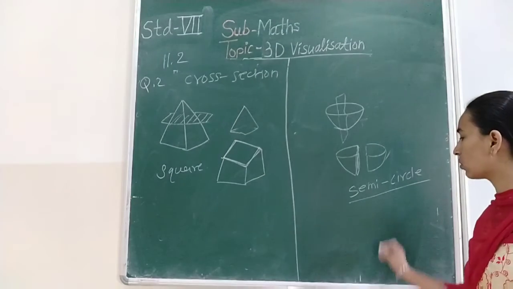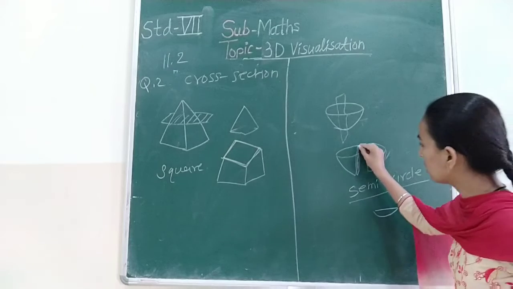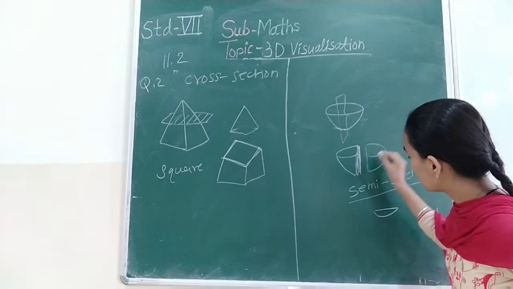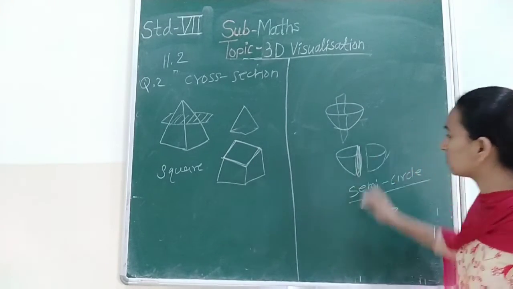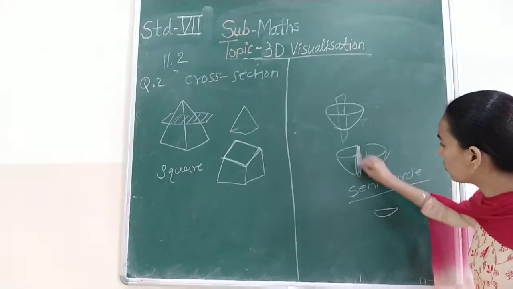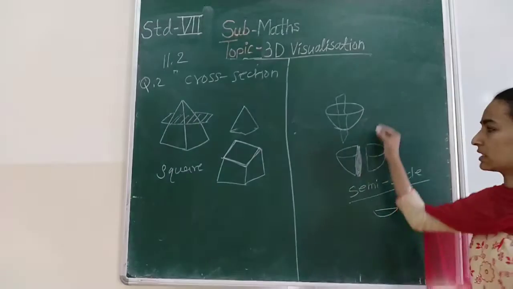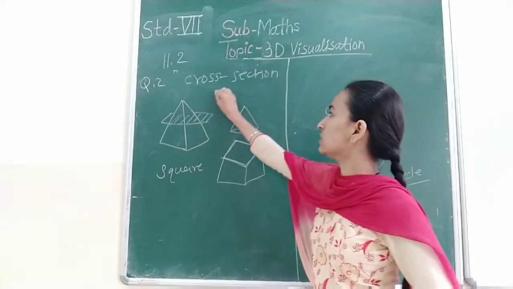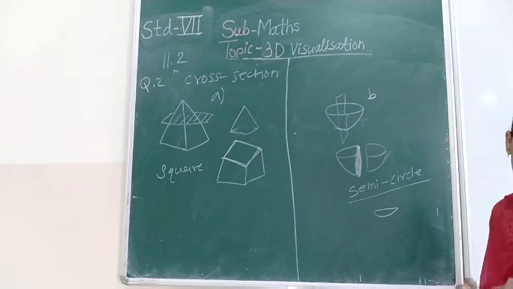How does the semicircle look? Semicircle means the half circle. Here see, the straight line will be there, and this part is like this. Okay, that means you will get the semicircle. This is B and this is our A. Now the next is C.